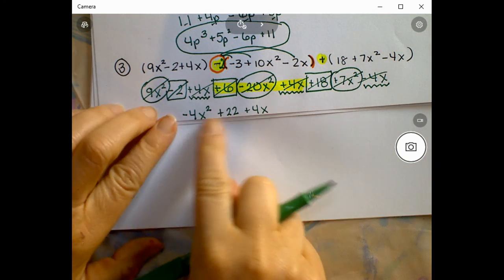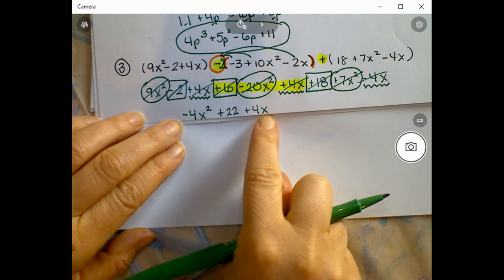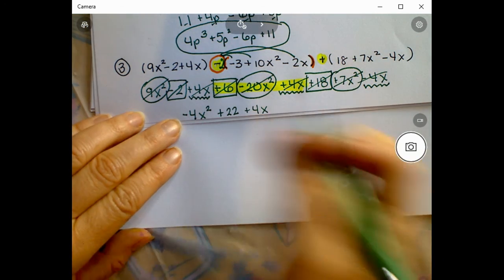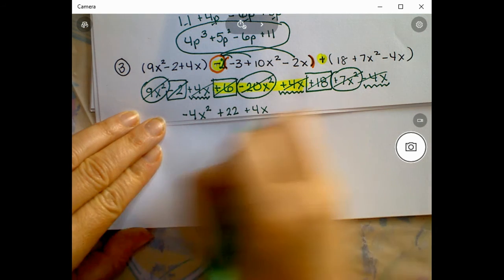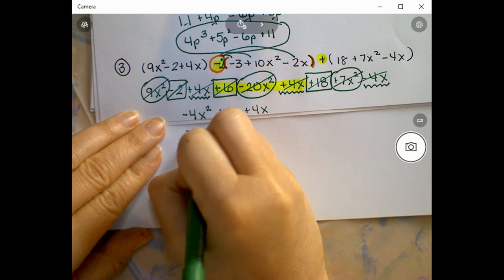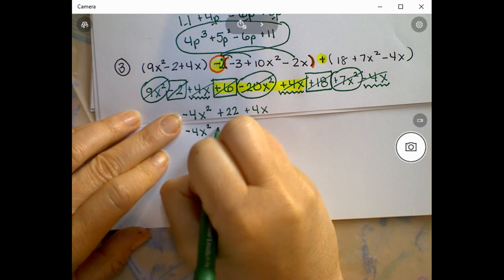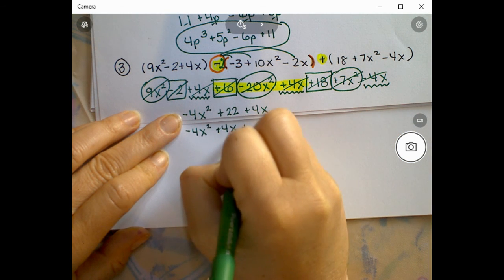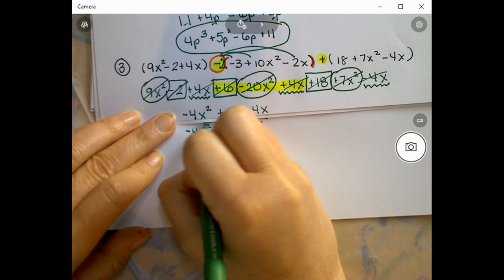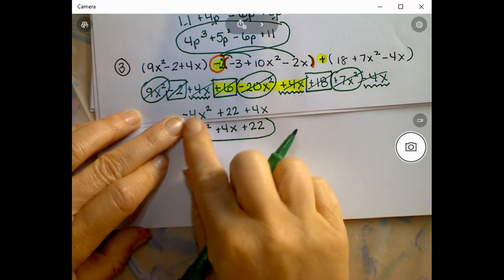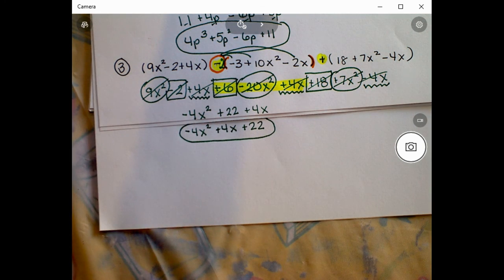All right, I'm going to look at these. This answer is valid, but we want to put it in descending order. So we're going to put the 4x squared first because it has the highest exponent, then 4x, and then the constant. So this answer is the best way to write it, but this answer is also valid.